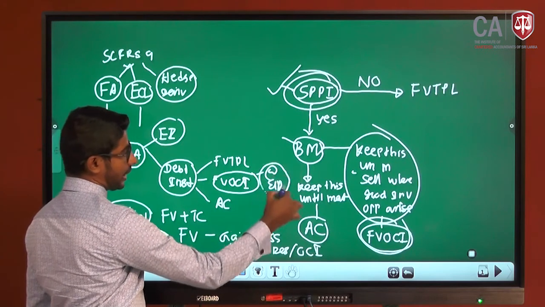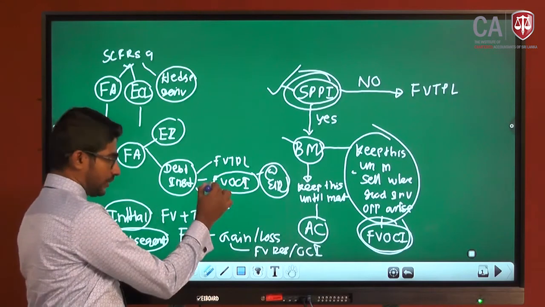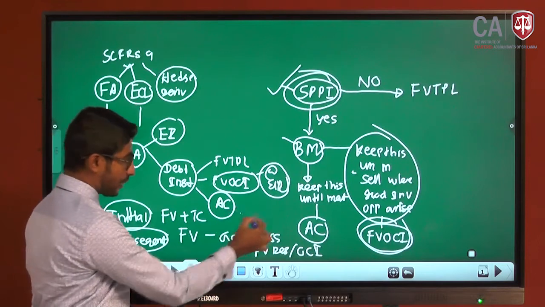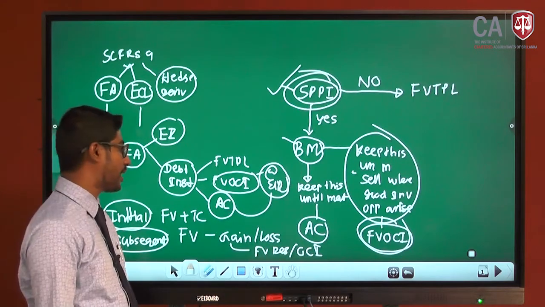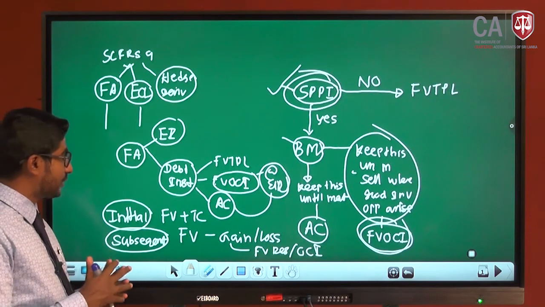I will tell you how to recognize the interest when I am discussing the answer, because more or less a fair value through OCI instrument is also similar to amortized cost when it comes to interest recognition. So I will tell at that point, right? So here, students, those are the basics that you need to know.